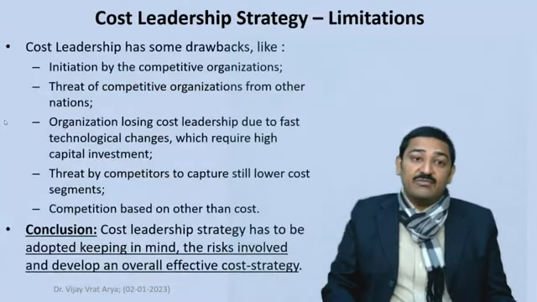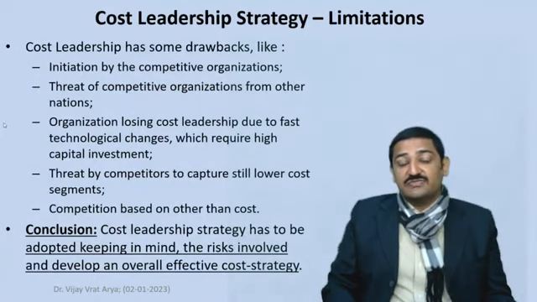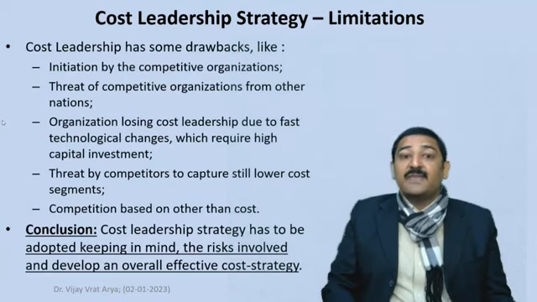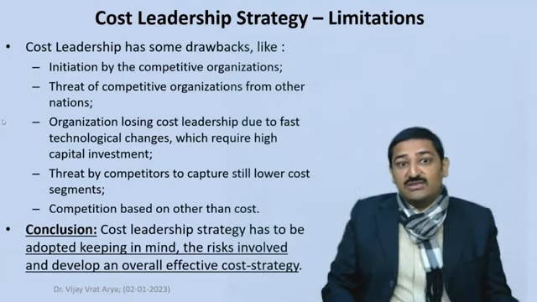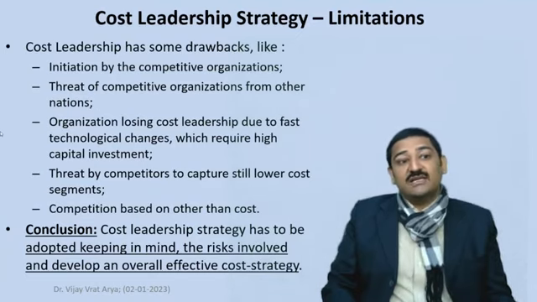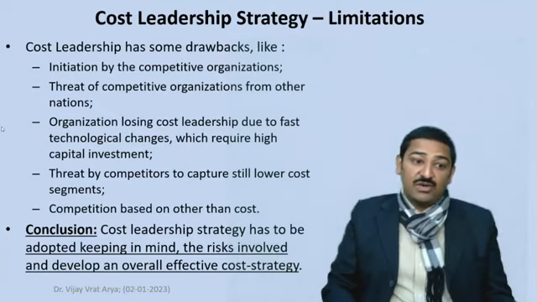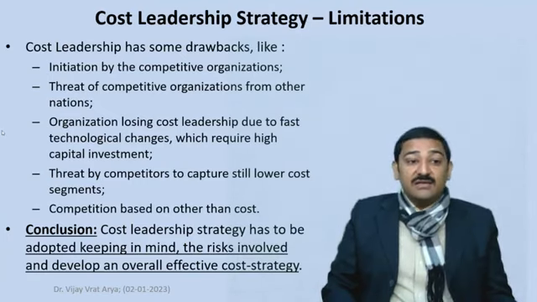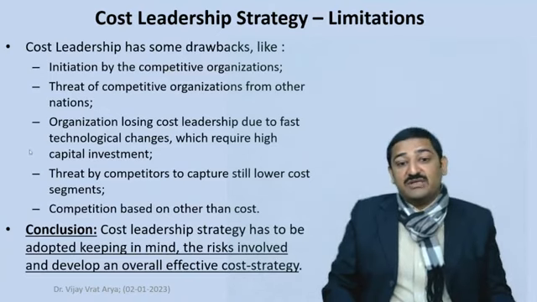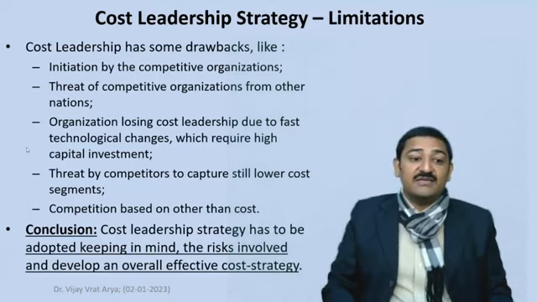Now we need to understand some of the limitational aspects of the cost leadership strategy, that this strategy also has some drawbacks as compared to its advantages or its core objective. The limitational aspects are imitation by competitive organizations, the threat of competitive organizations from other nations, and the organization losing cost leadership due to fast technological changes which require high capital investment. Another limitation is the threat by competitors to capture still lower cost segments. And the last limitation could be competition based on factors other than cost.